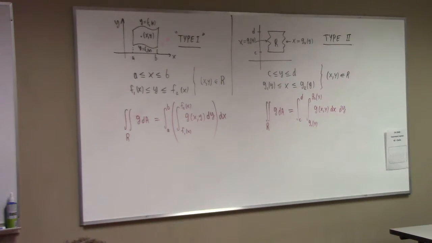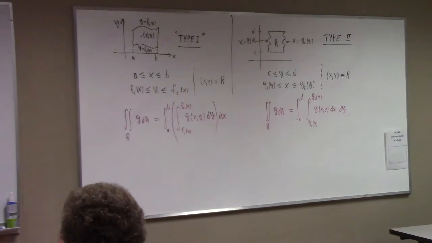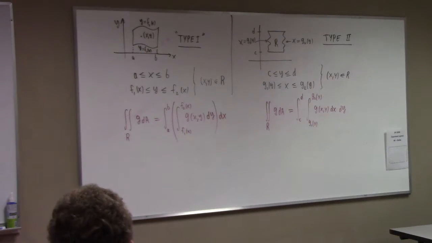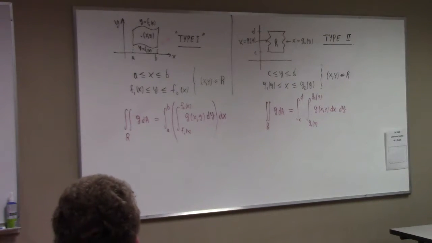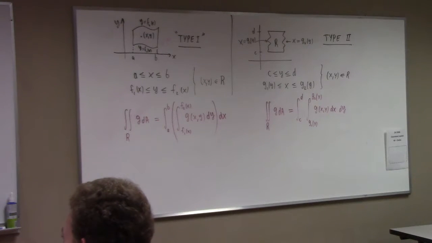There are regions which are both type 1 and type 2 at the same time. Do you know any such regions? For example, the rectangle, right? It's both type 1 and type 2. And by the way, going back to my calculation, which one's type 1, which one's type 2? This is the type 1 setup. Over here is the type 2 setup.